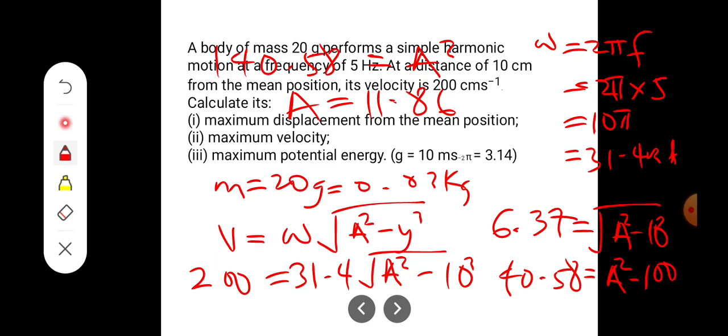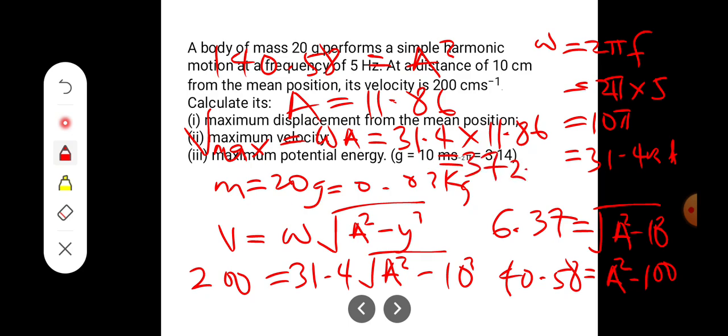The next question says we should find the maximum velocity. Like we know, V max is equal to omega A. The omega here is already 31.4, then the A is 11.86. So we have 31.4 times 11.86, and that will give us 372.40 centimeters per second, since the distance is given in centimeters.